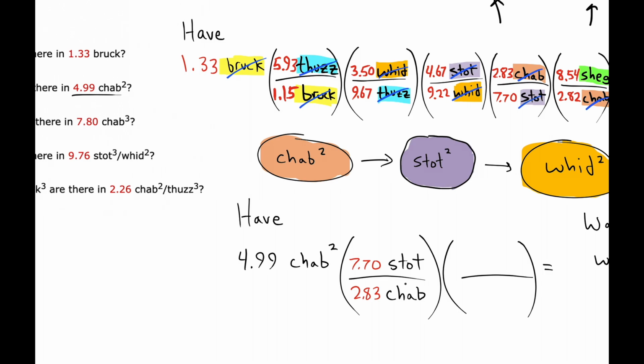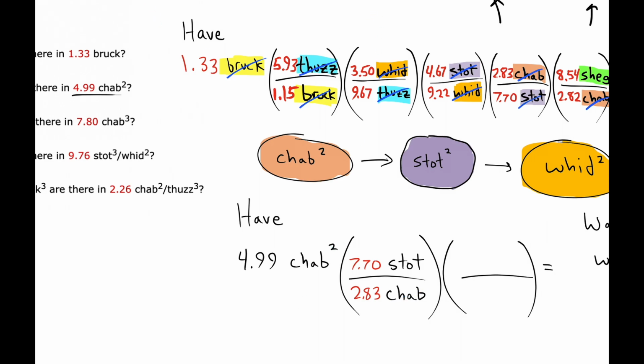However, this conversion is not enough to completely cancel with the chab squared. Because you have chab squared, you basically have chab times chab. That's two chabs that need to be canceled. Down below, I have only one chab, so if I was to do this, I would actually only be canceling the square part of it, and we would still have a chab remaining, which we don't want.